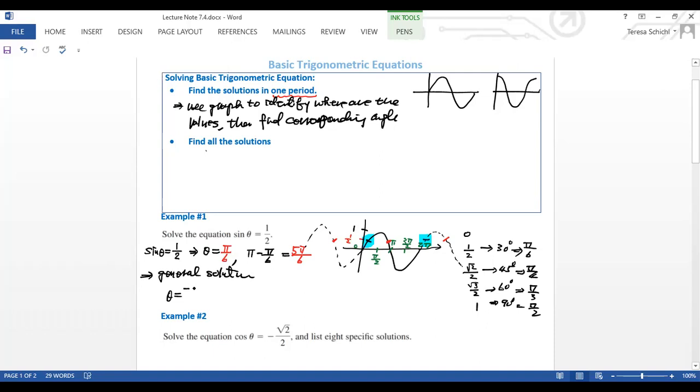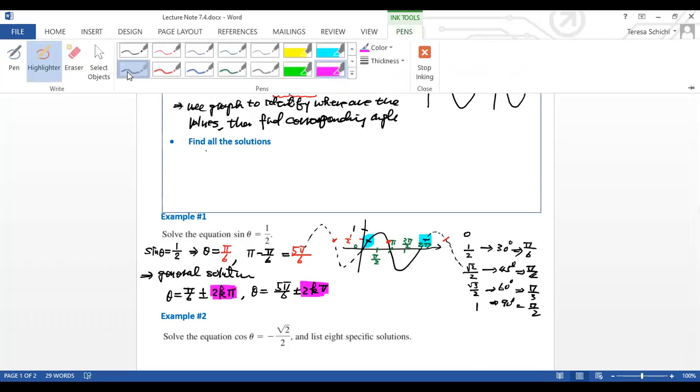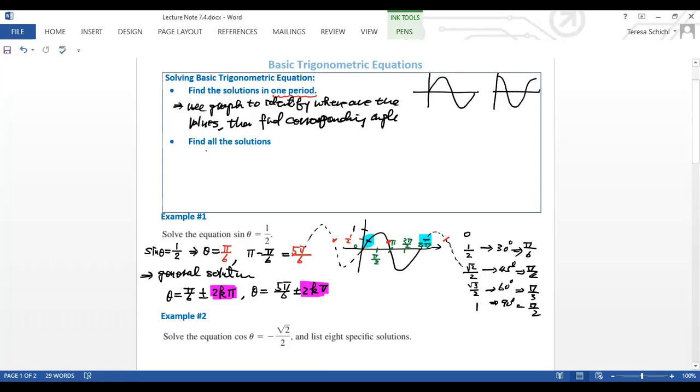Theta equal to pi over 6. And then you can plus or minus 2k pi, right? So k is equal to 1, 2, 3, 4, 5. Or your theta can be 5 pi over 6 plus 2k pi, right? Plus or minus 2k pi. So you can go either way, right? So the reason why in here we say 2k pi is because the sine, the period is 2 pi here.